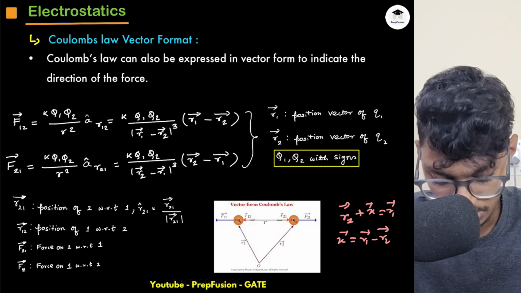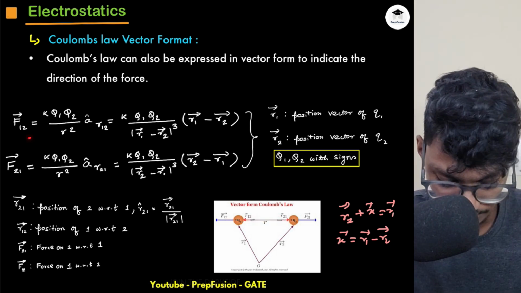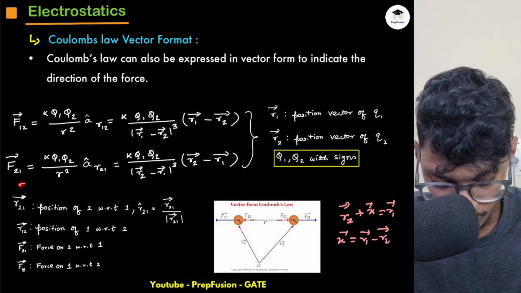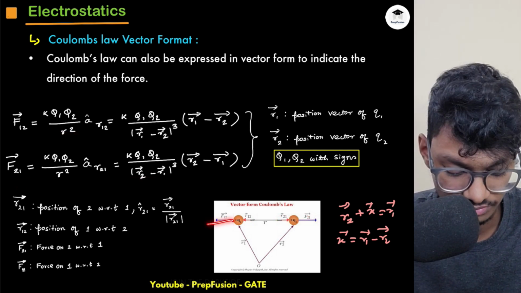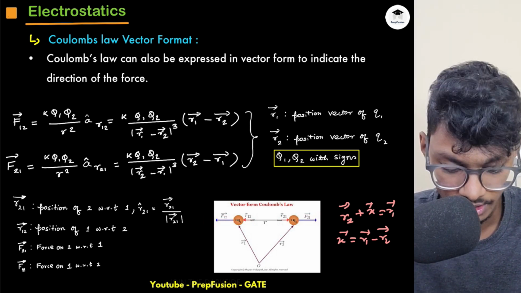That's it. So R12 will be this, F12 will be this, and F21 will be this. F21 will be in the opposite direction to F12, because the forces the charges experience are opposite. Okay, I hope you understand.